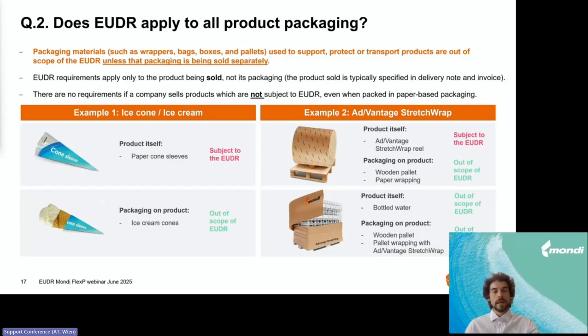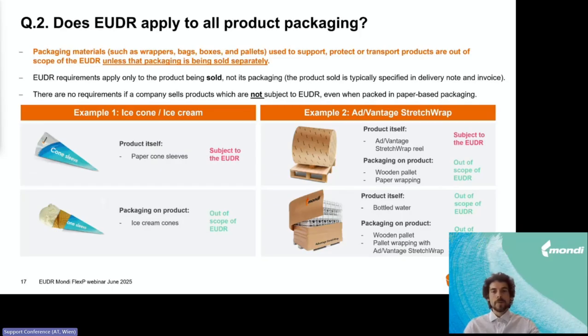First example being paper ice cream cones. So basically, if you are selling the paper cones themselves, so the empty paper cones, you are selling a paper-based product, so you are subject to the EUDR. If you are, however, selling a scoop of ice cream in a biscuit that is in a paper cone, you are selling the ice cream and the biscuit. You are not necessarily selling the paper cone, so you are out of scope of the EUDR.